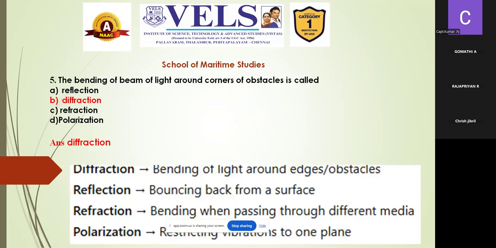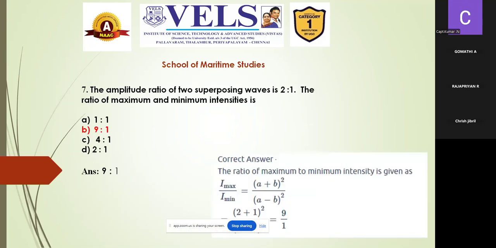The next question is, the bending of a beam of light around corners of obstacles is called diffraction. Bending of light around edges or obstacles is called diffraction. Bouncing back from a surface is called reflection. Bending when passing through different media is called refraction. Restricting vibrations to one plane is called polarization.